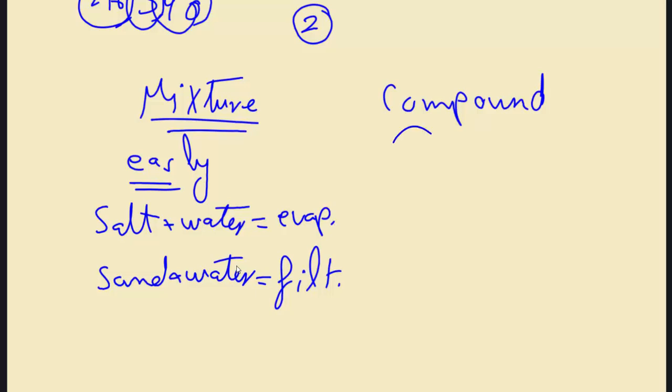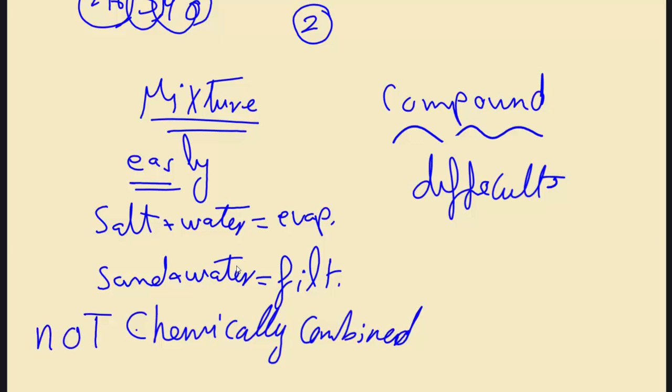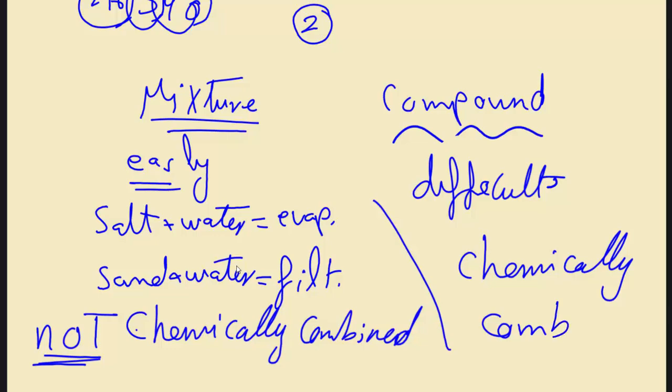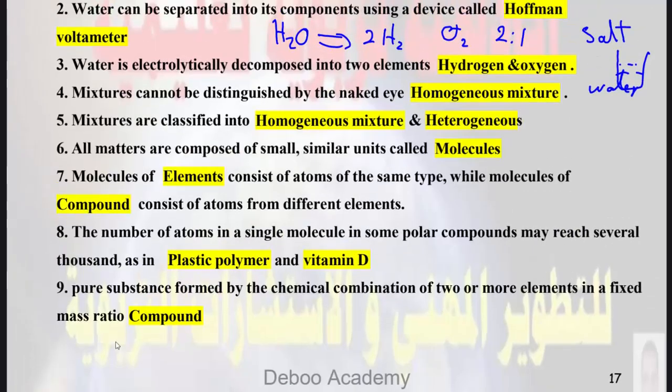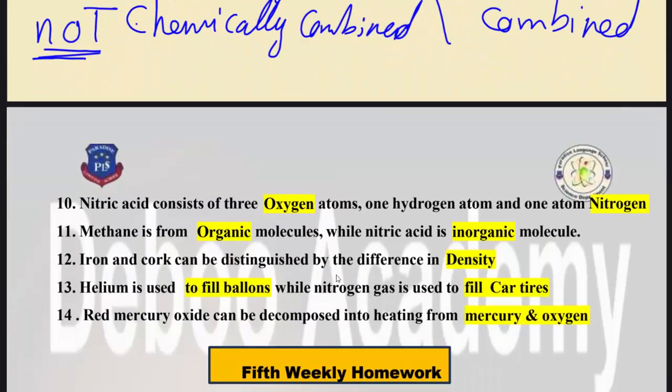While in compound, we can't differentiate between them easily. It's difficult to differentiate between them. So a mixture is not chemically combined, while in a compound, they are chemically combined. So it's difficult to separate its components in a compound. Back to the question: the pure substance formed by chemical combination of two or more elements is a compound.